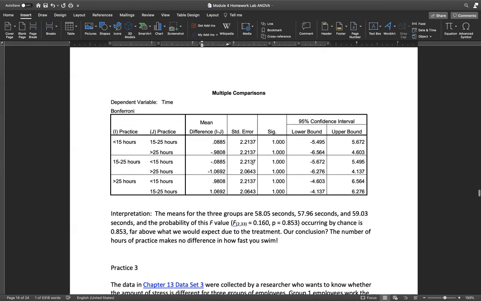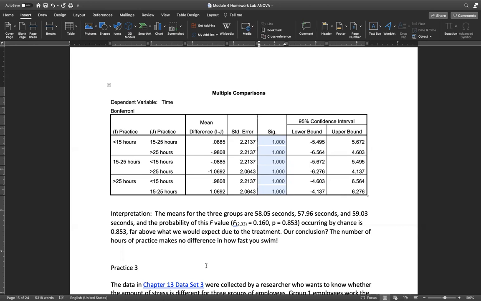All right, so this is what it looks like though if you were to run it, and as you can see, none of these are significant, right? They're not significant. So even if I had run it, it wouldn't have come through. But here's how I would interpret this. The means for the 3 groups are 58.05 seconds, 57.96 seconds, 59.03 seconds, with a probability of this F value being F with degrees of freedom 2 and 33 equals 0.160 at a p-value of 0.853 occurring by chance. It's far above what we would expect due to the treatment.